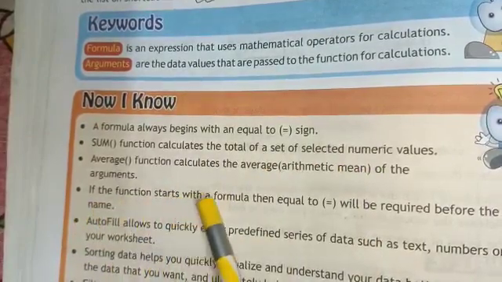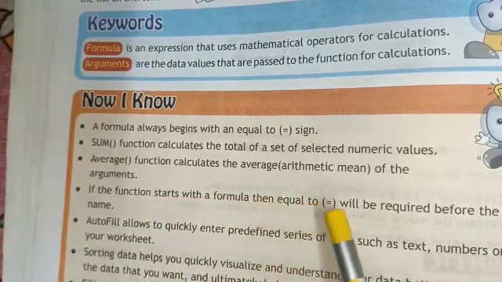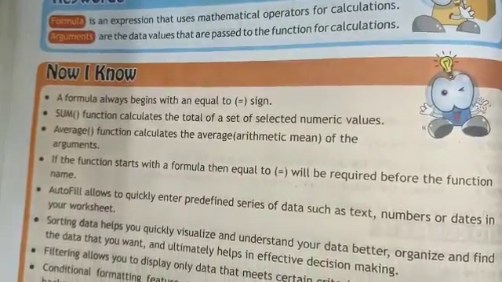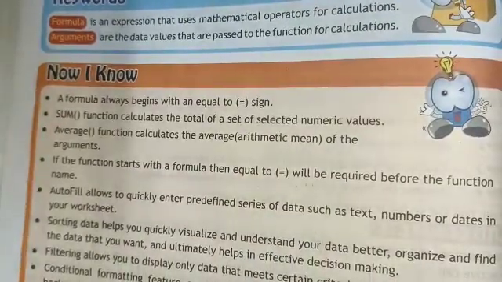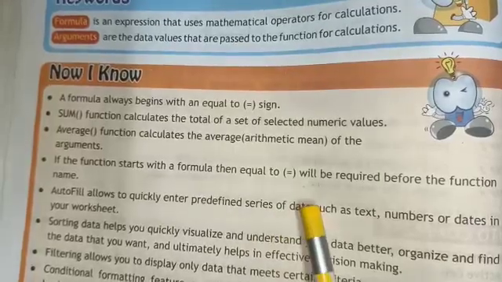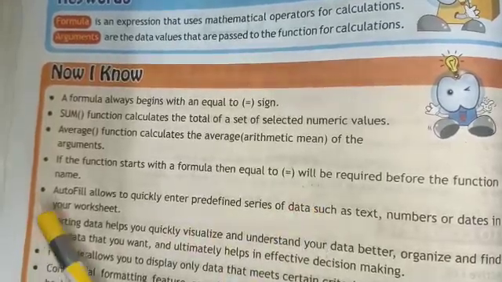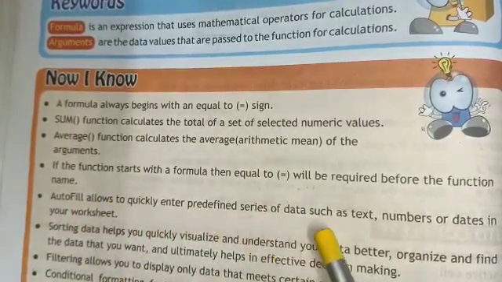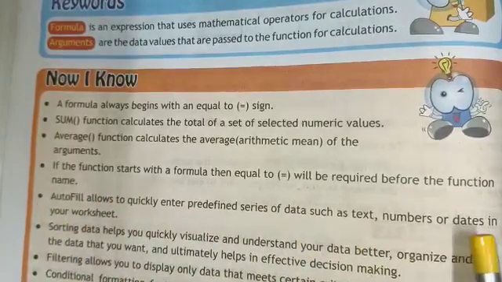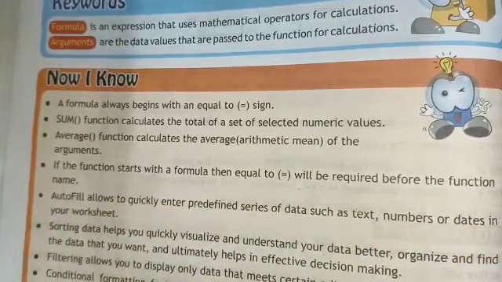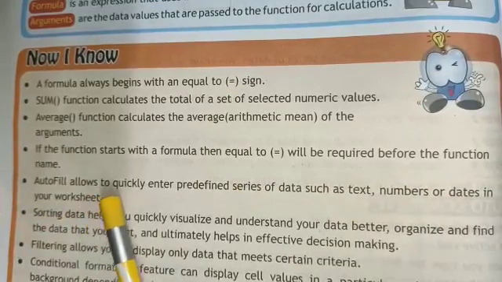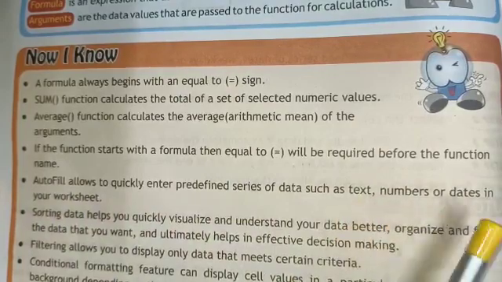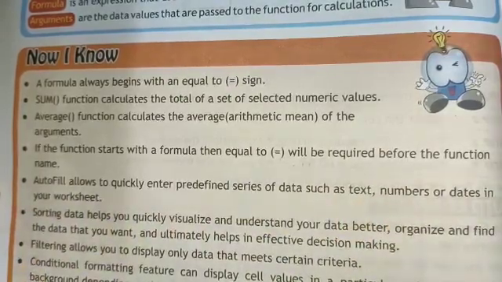If a function starts a formula, then an equal to sign must be given before the function name. Autofill allows you to quickly enter a predefined series of data, such as text, numbers or dates, in your worksheet.